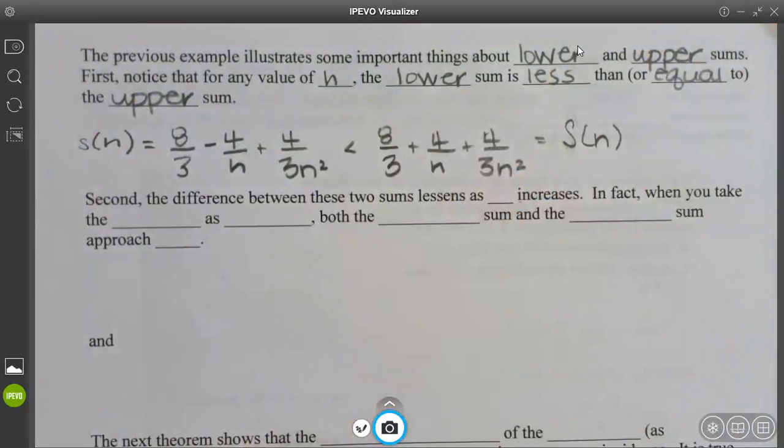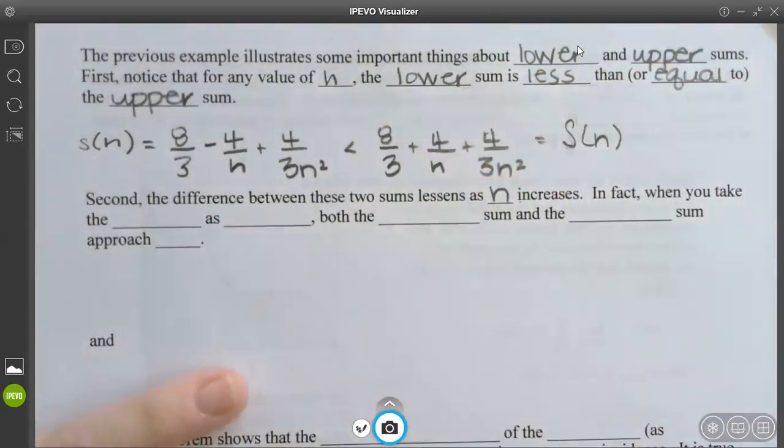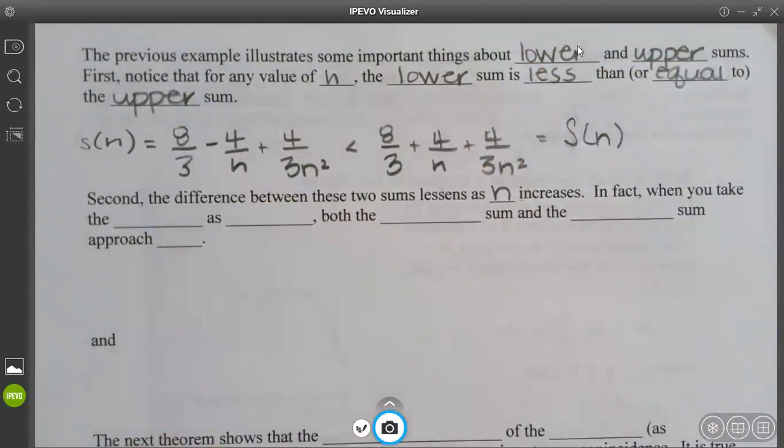Second, the difference between the two sums lessens as n increases. All right, so that little sentence right there, all it's telling you is if you increase your number of rectangles, the closer you're going to get to the area, which means those two, your upper and lower, are going to come closer together. Does that make sense? Does everybody understand that? So it's a better approximation.